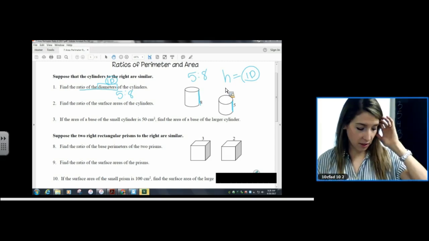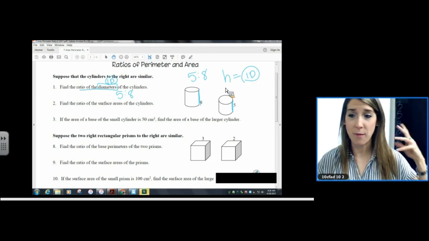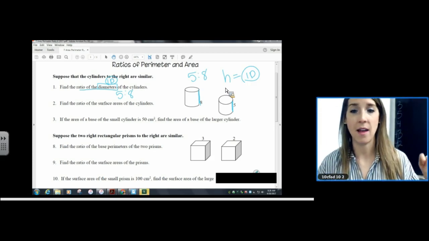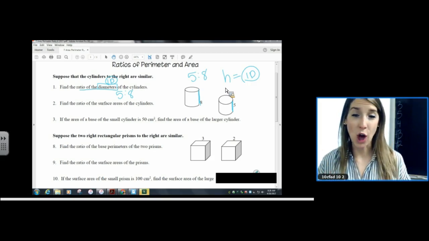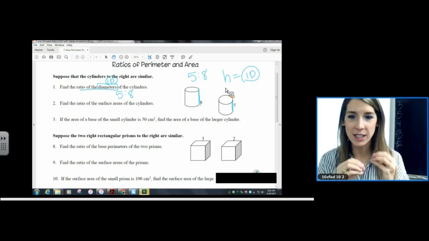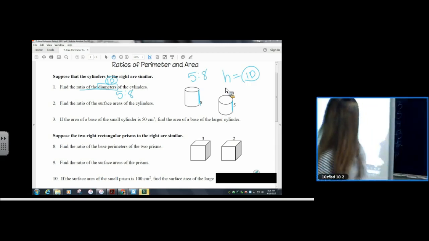No. The diameters might be, well, honestly, the diameters have pi in them. They might be some crazy weird decimal times pi. It doesn't matter what the diameters are, but when you put them in ratio form and you reduce it, you get 5 to 8. Find the ratio of the surface areas.